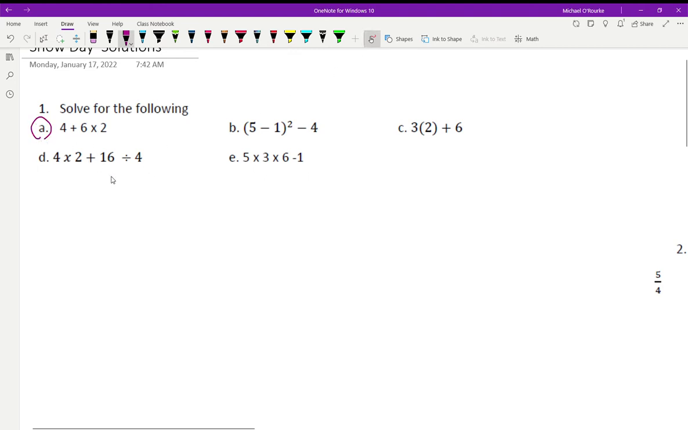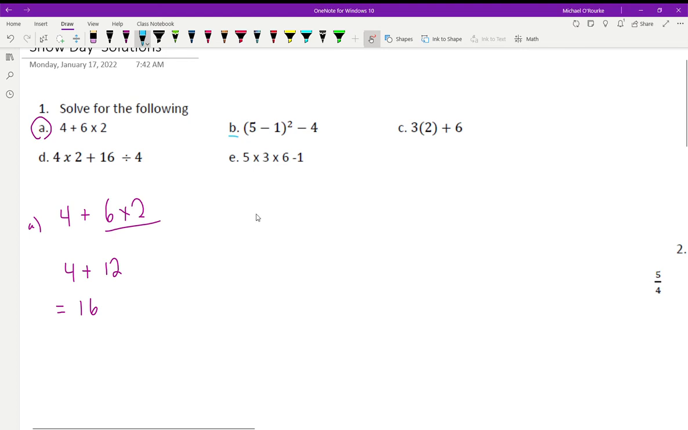So for A, we have 4 plus 6 times 2. If you remember BEDMAS, we do this first. So 6 times 2 is going to be 12, which is going to equal 16.